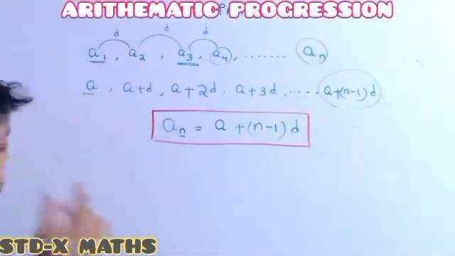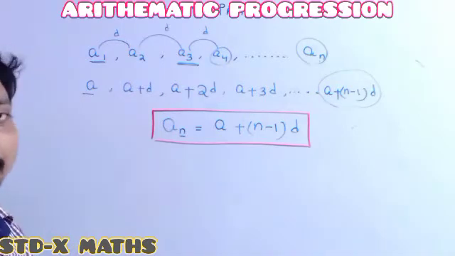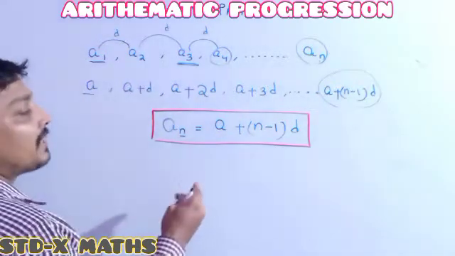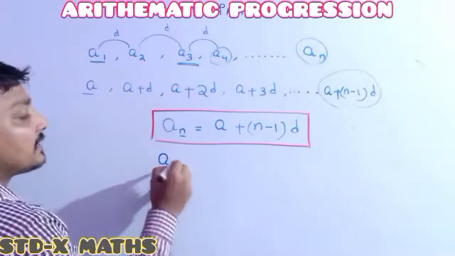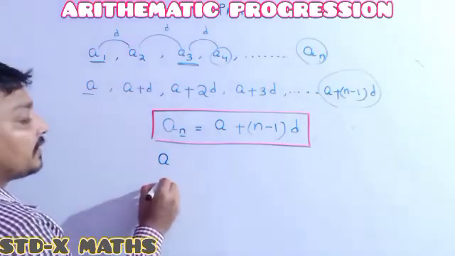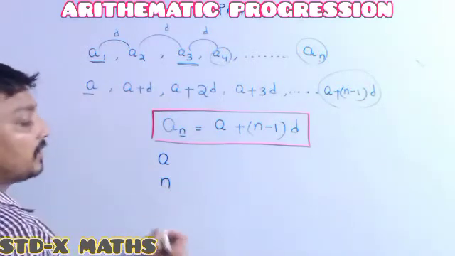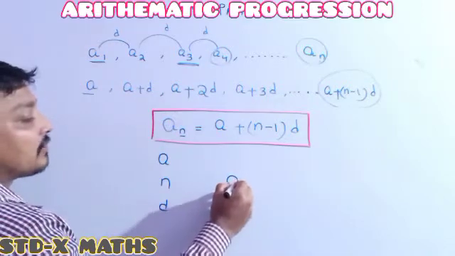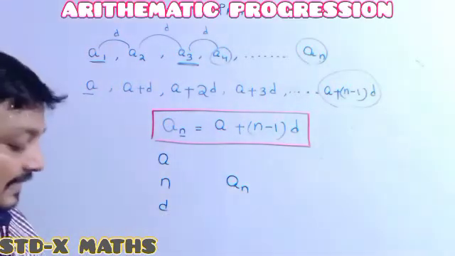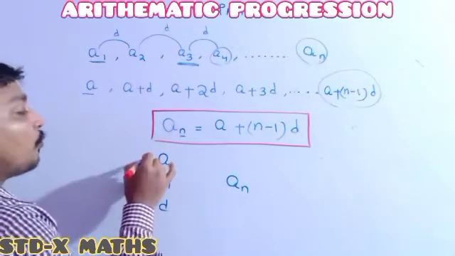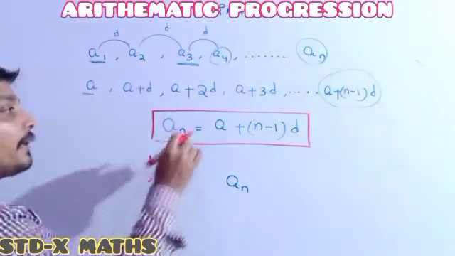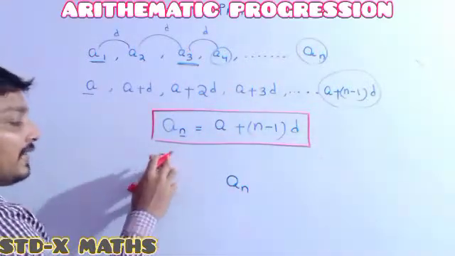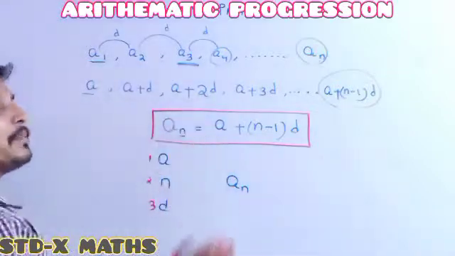Now I want to show you one formula, by using which we can easily solve all the questions of this exercise. Suppose it is given that a is the first term, n is which number term, d is the common difference, and a_n is the nth term. Whenever these three values a, n, d are given, we put them in this equation and can easily find a_n.